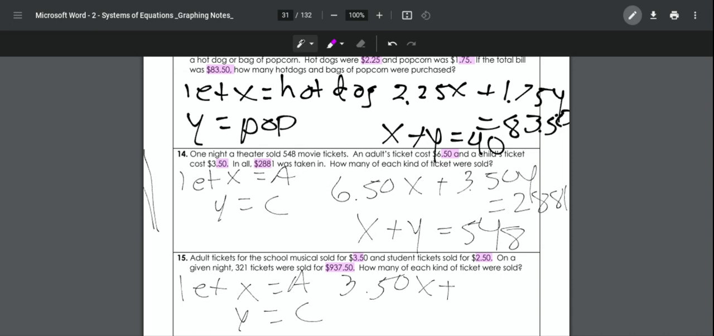So 350X plus 250Y equals $937.50. Okay, that leaves you with only one other value in the question, which is the total amount was 321 tickets. So that means that X plus Y equals 321. Okay, again, you'd solve it, and that would be your final answer, is what you got when you solved.